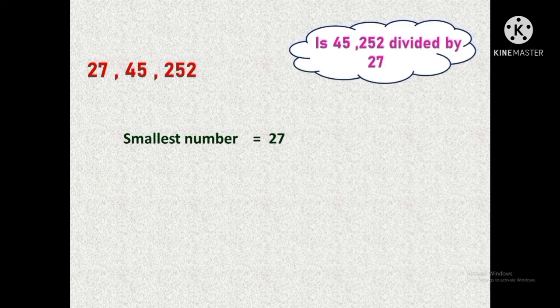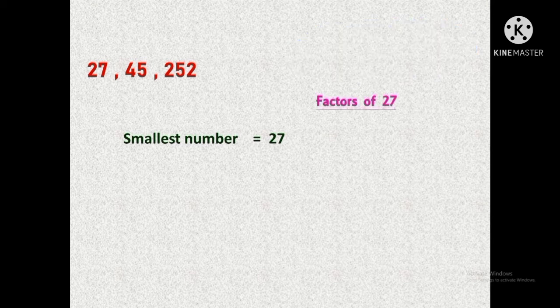Next, let us find the HCF for the numbers 27, 45 and 252. First, we have to find the smallest of these numbers. The smallest number is 27. Next, let us find whether the numbers 45 and 252 are divided by 27. So, it is not divided by 27. In this case, what do we have to do? We have to find the factors of 27. The factors of 27 are 27, 9, 3 and 1. First, it's not necessary to check for 27. Let's move on to the next factor, 9.